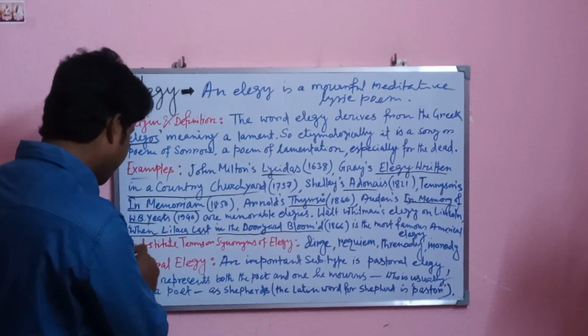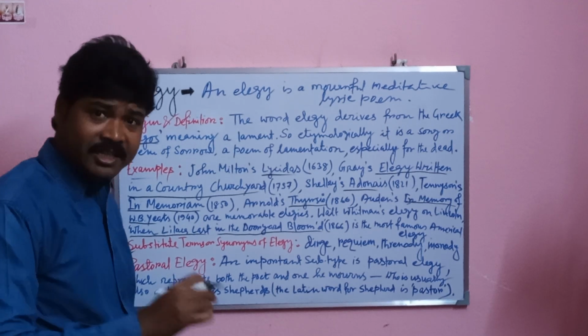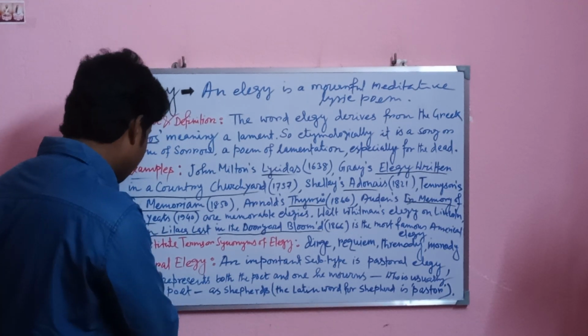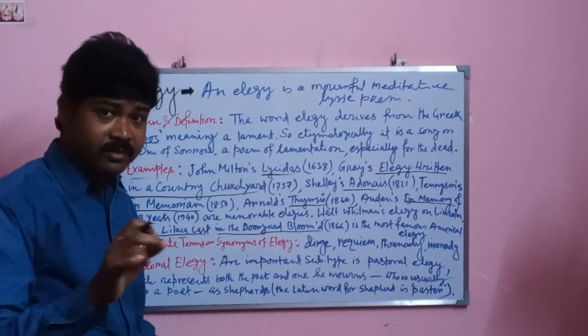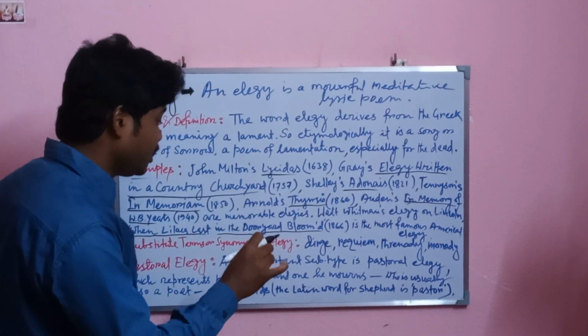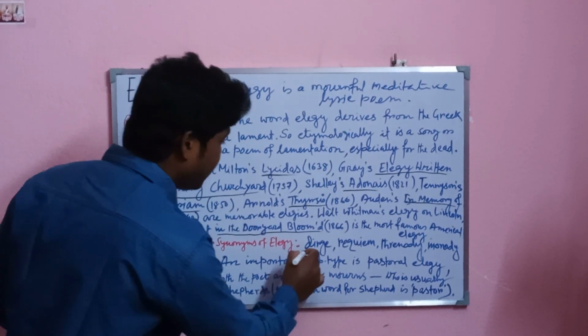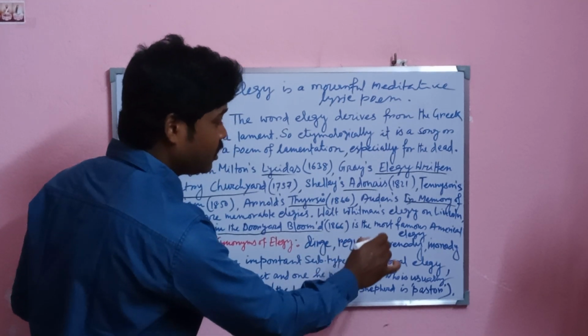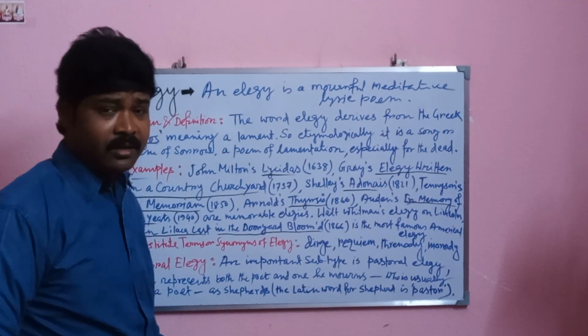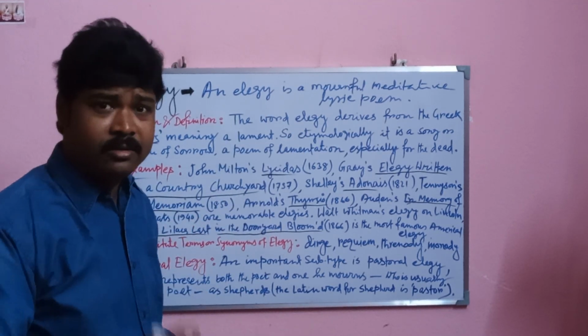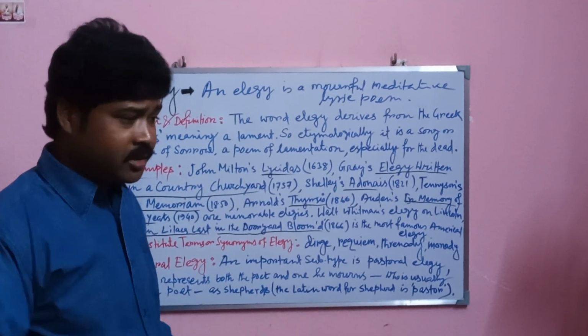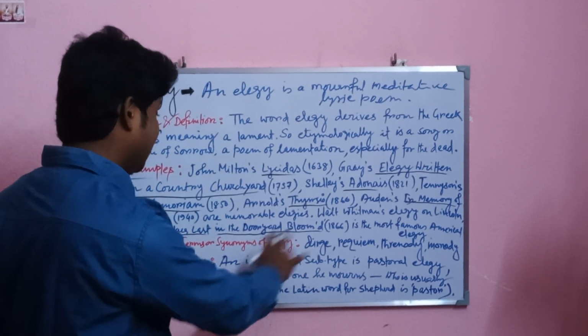Now, our next point is substitute terms or synonyms of elegies. Substitute terms or synonyms of elegy are dirge, requiem, threnody, monody, etc. It is also called a mournful poem, a poem of lamentation.